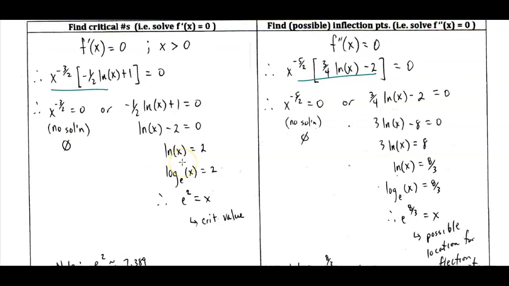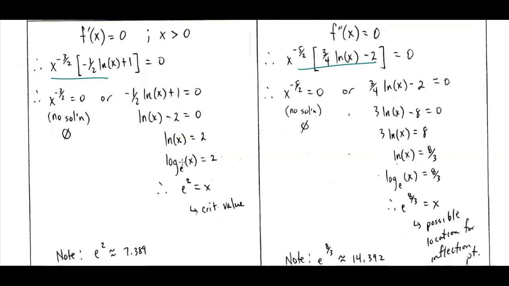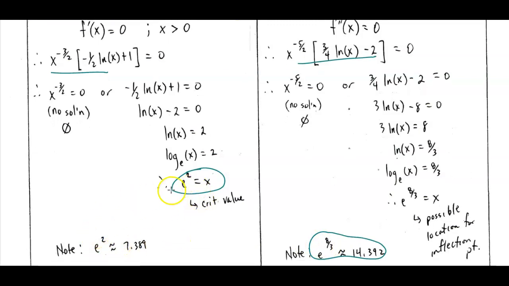And so you see how that works out for both the first and second derivative. And you'll see that we have a critical value here of e squared. We also have a place where we would have a possible inflection point here at e raised to the 8/3. And so these will be our partition numbers here. And of course, our interval that we will be considering is from 0 to infinity.